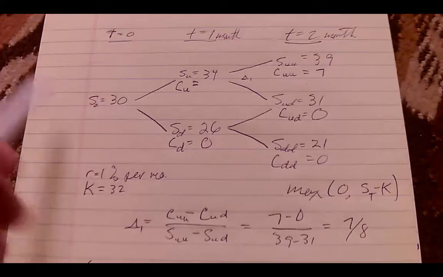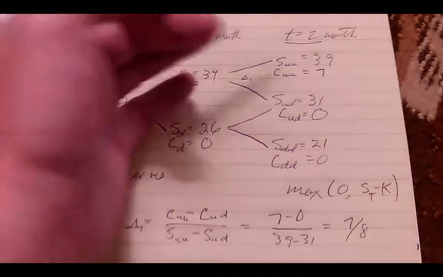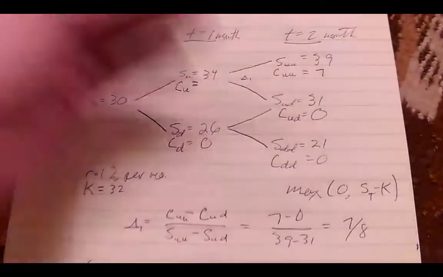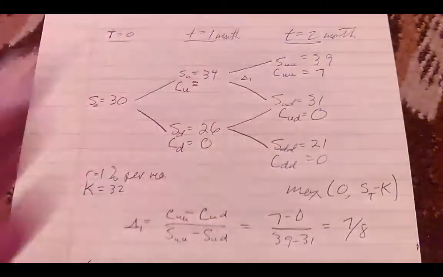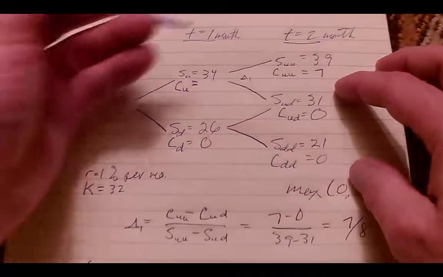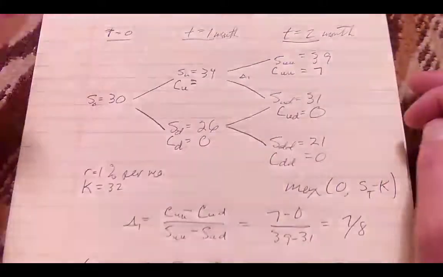I set this up for you. You can see there's the binomial tree. It goes up to 34, down to 26 after 1 month, and then the S's conform to the question. First step is to figure out what the call option is worth at expiration.